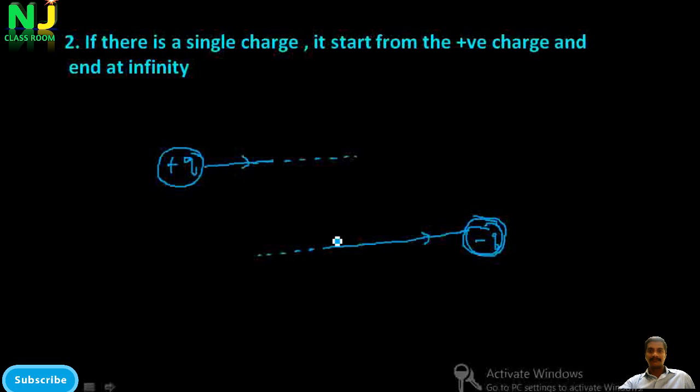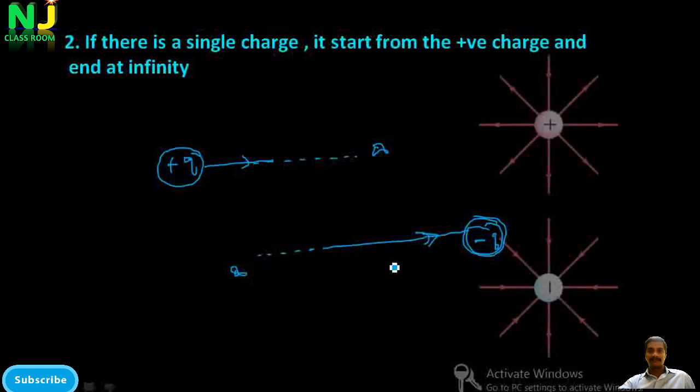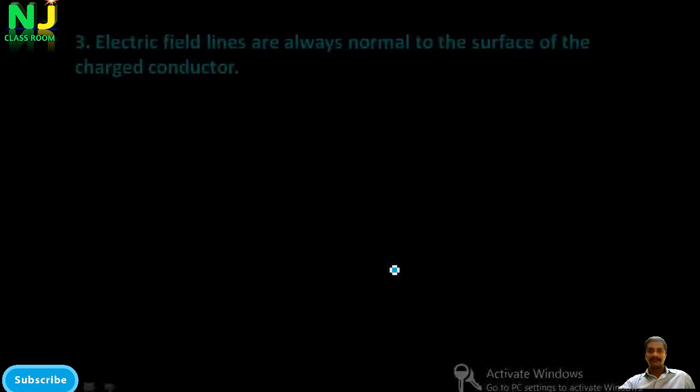So remember, electric field lines start from the positive charge and end at infinity. In the case of a negative charge, they start from infinity and end at the negative charge. Remember this is how we have to represent the second property. Go to the next property. Just see here how plus and minus q charge look like. So go to the third property.